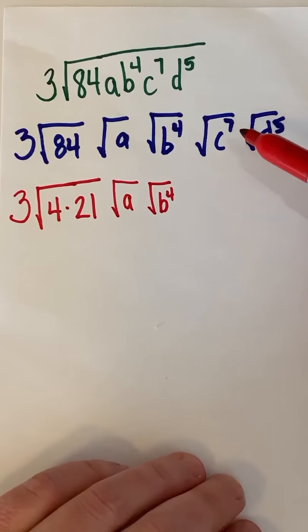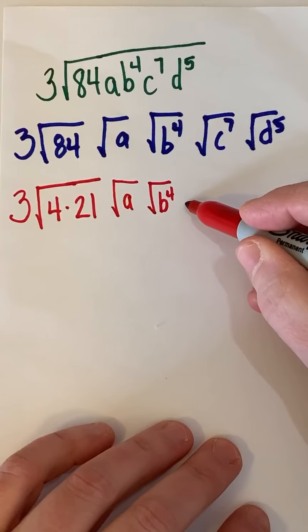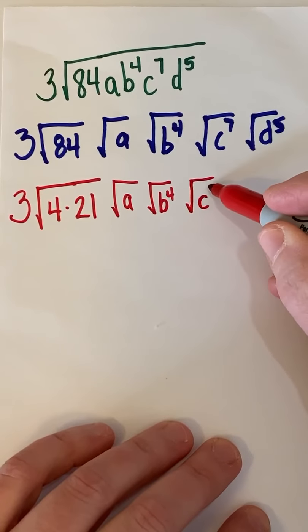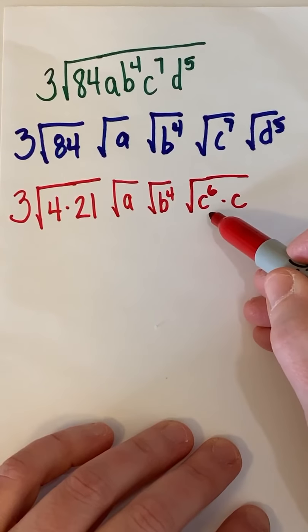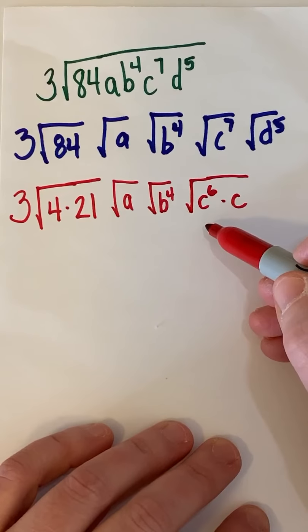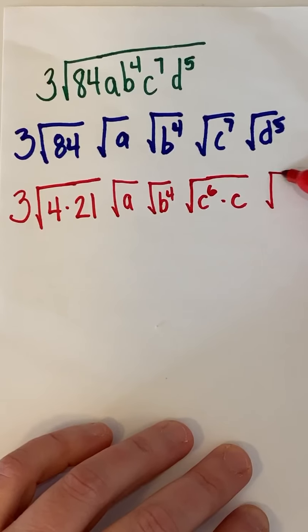C to the 7th is not a perfect square because it is not an even exponent. So we're going to rewrite it C to the 6th times C. C to the 6th is a perfect square, and we'll take its square root in just a second. D to the 5th is also an odd exponent, so it's not a perfect square. So we're going to rewrite it D to the 4th, an even exponent, times D.